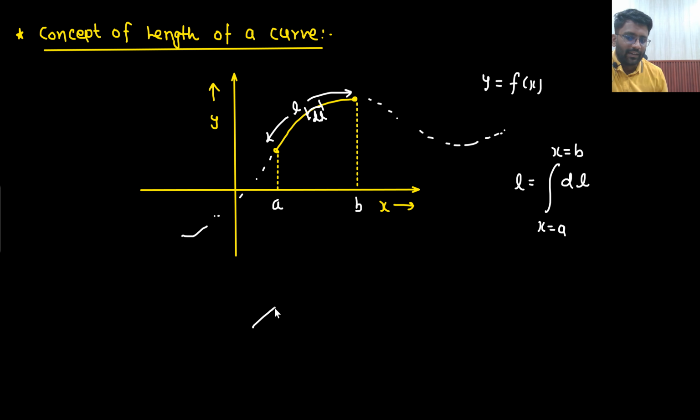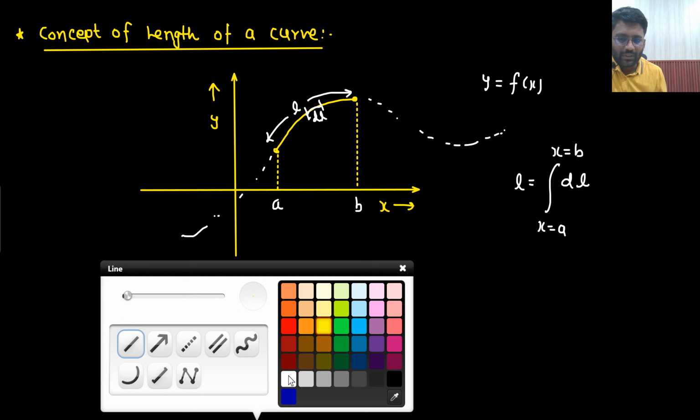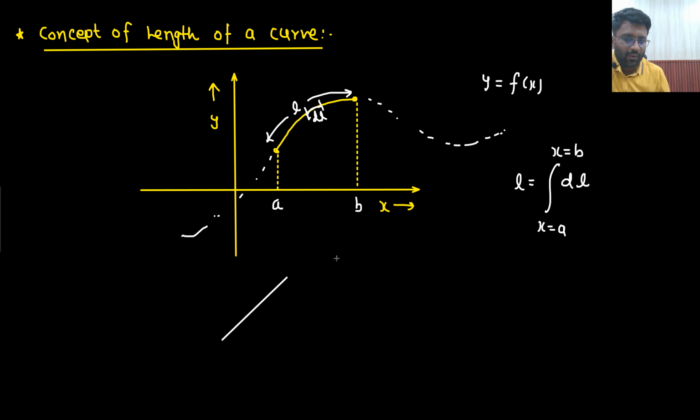So this is your dl, right? It is curved. Someone would say, sir, it is curved, but it is a very small length, no? On a curve, if I take a very small length, it will look like almost a straight line, no? So can I write dl as almost a straight line? Although I am making it look bigger, actually dl is very small. So almost it will be a straight line.